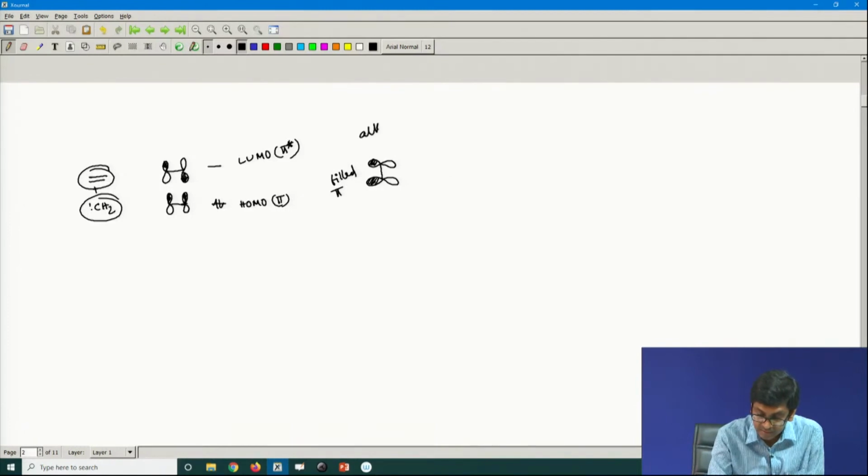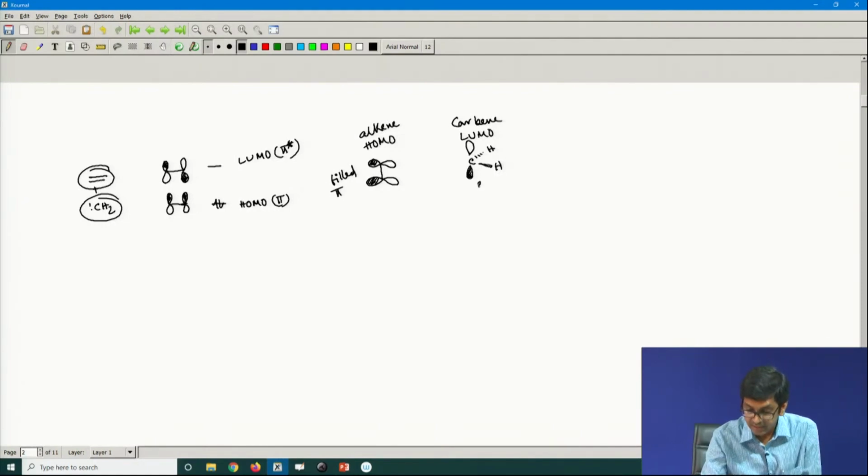This is the alkene HOMO, and we will draw the carbene LUMO. Carbene LUMO means, for the singlet carbene, it is the vacant p orbital. Let us say we are drawing it like this. Okay, this is the empty p orbital.